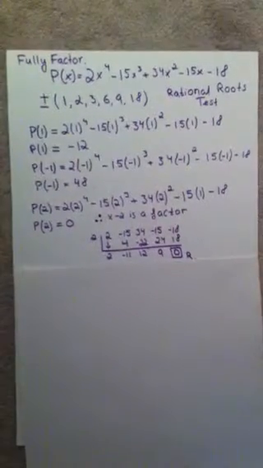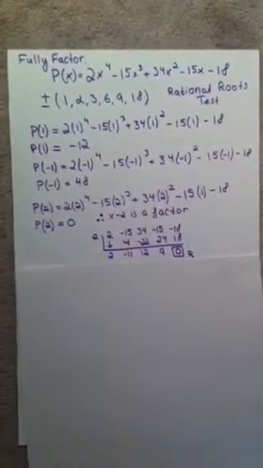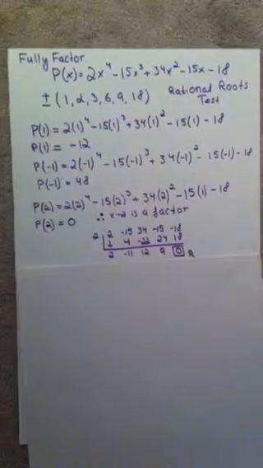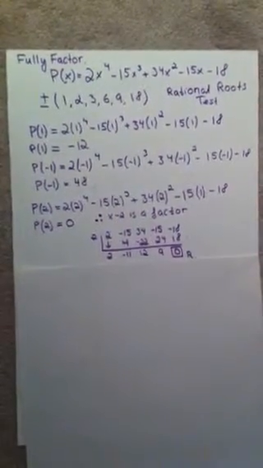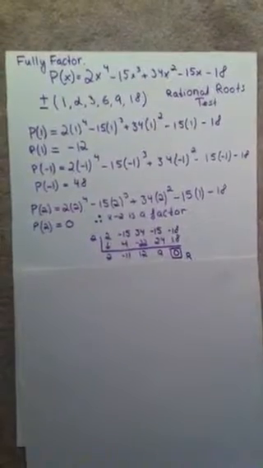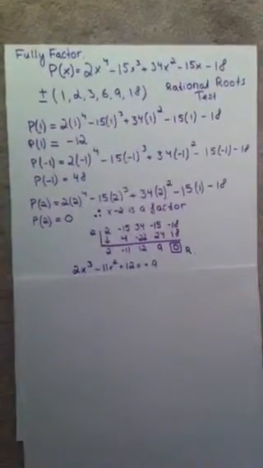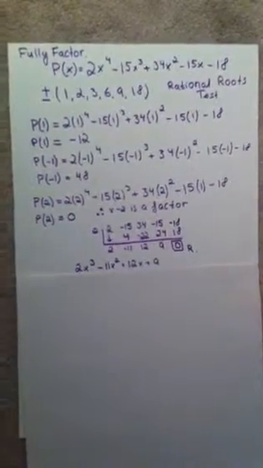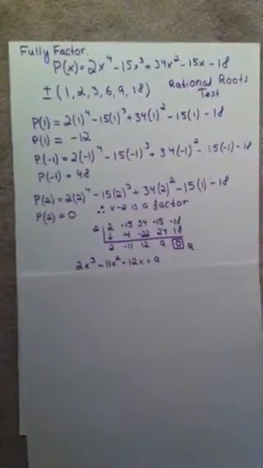So, once we've found a factor, we can use either long division or synthetic division to reduce the quartic function into a cubic. When we do so, we are left with the remainder 0. This quartic function reduces into a cubic of 2x to the third minus 11x squared plus 12x plus 9.